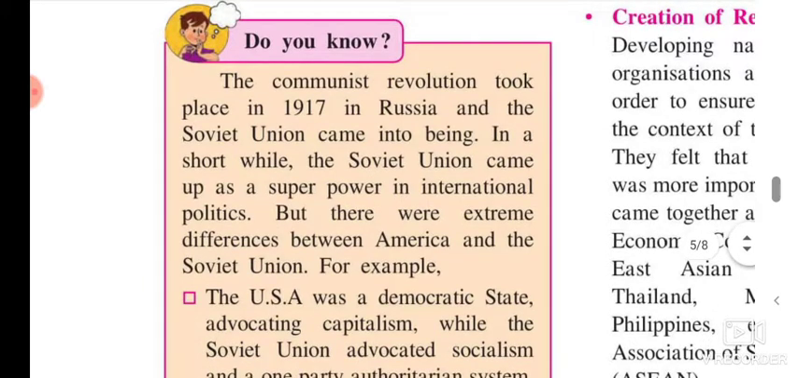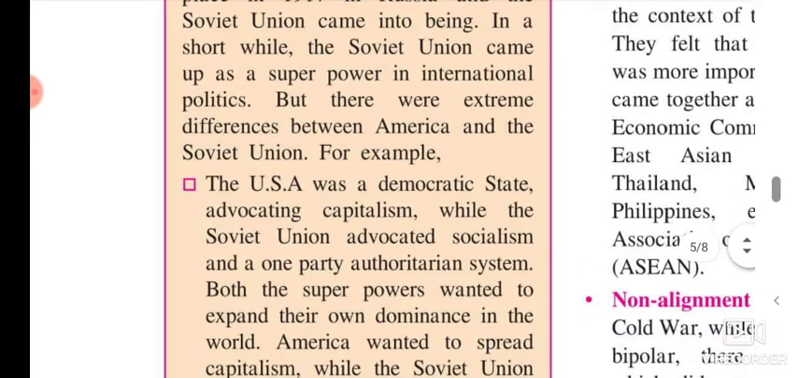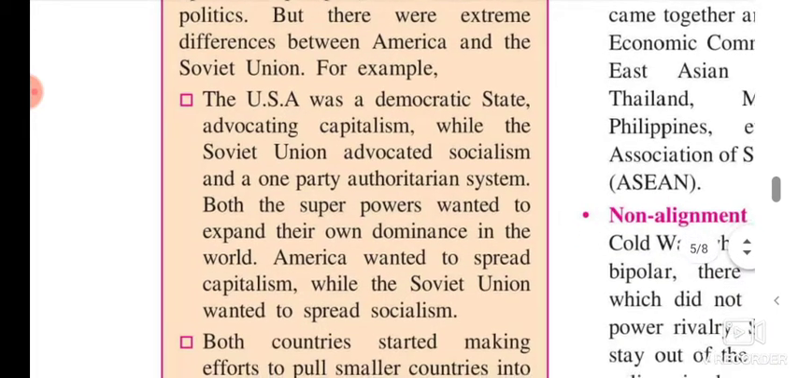We have information. Do you know? The Communist Revolution took place in 1917 in Russia, and the Soviet Union came into being. In a short while, the Soviet Union came up as a superpower in international politics, but there was extreme difference between America and the Soviet Union. For example, the USA was a democratic state advocating capitalism, while the Soviet Union advocated socialism and a one party authoritarian system.